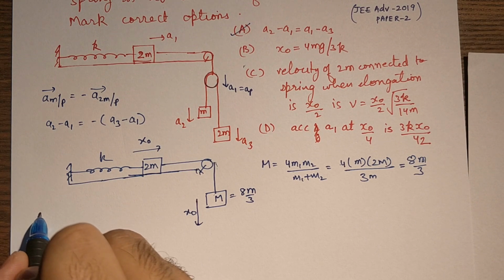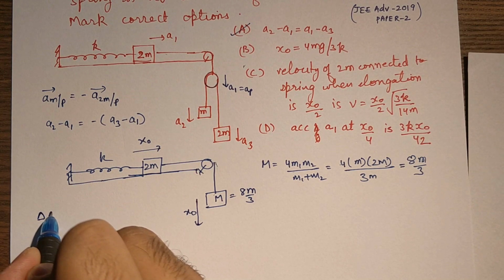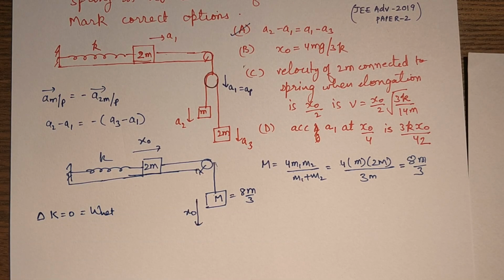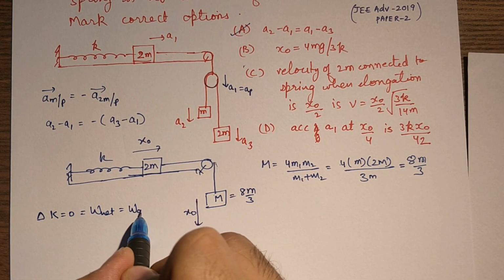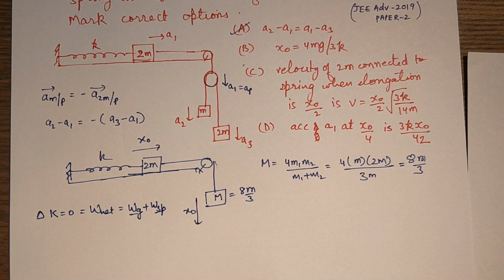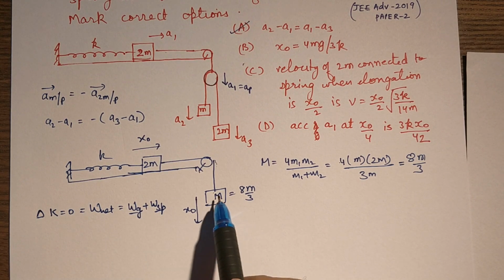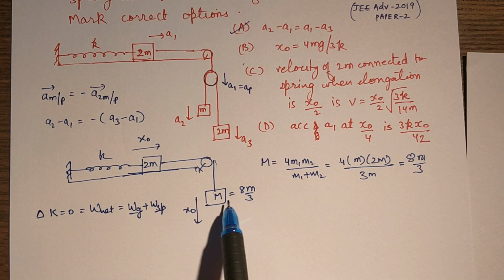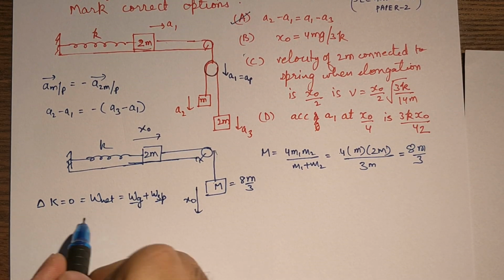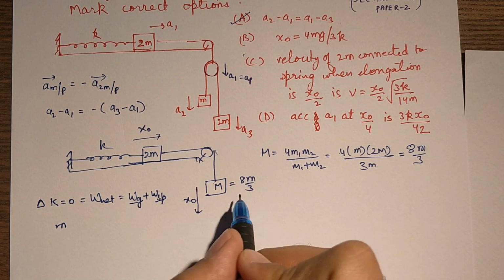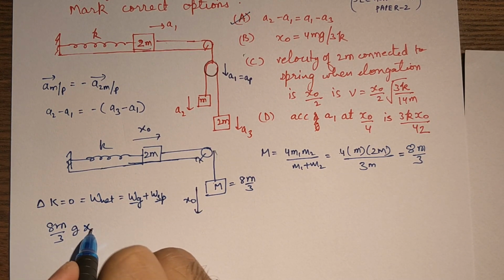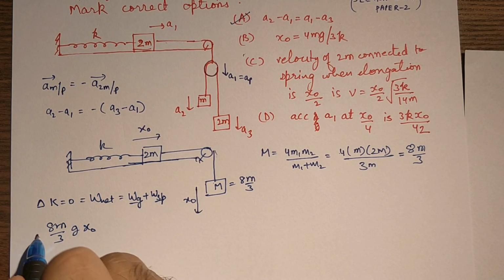Initial kinetic energy is 0 because the system is released from rest. So the change in kinetic energy is 0, and therefore net work done has to be 0. Now here two forces are doing work: work done by gravity plus work done by spring force. The sum of these two must be 0. What is the work done by gravity? This capital M, which is 8m by 3, is moving downwards by distance x naught. So the work done by gravity will be positive, and its value will be 8m by 3 into g into x naught, that is mgh. This will be positive.